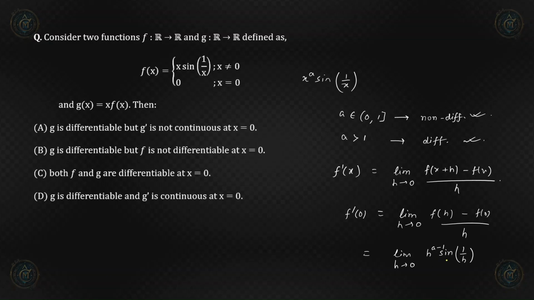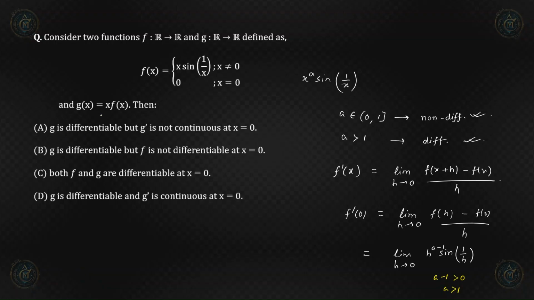So if this limit exists and equals 0, then we can say a minus 1 should be greater than 0, right? That is, a is greater than 1. So we can remember this direct result of this type of function. Okay, so let us check the options.